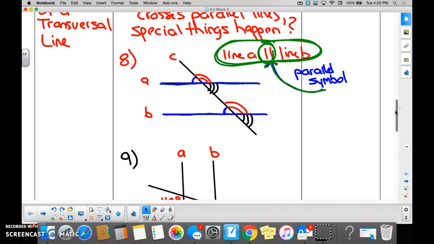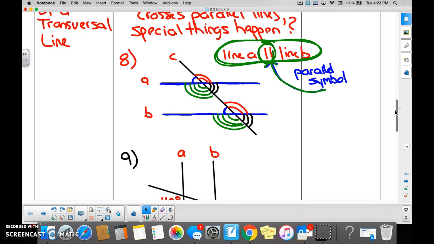And then the last one, I'll grab my green. This angle right here, I'm going to mark it with 4 curvy lines. I'm going to mark this one with 4 curvy lines. Exact same angle measure, exact same angle, sitting in the exact same spot where the transversal cuts each of those parallel lines.